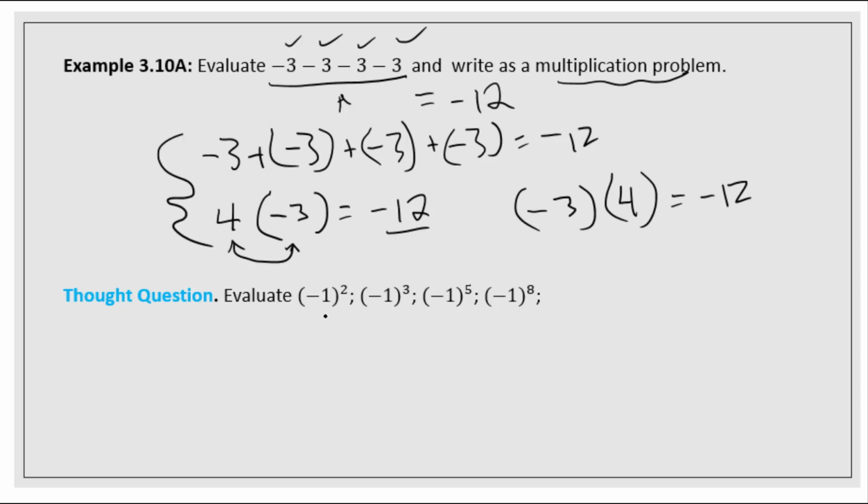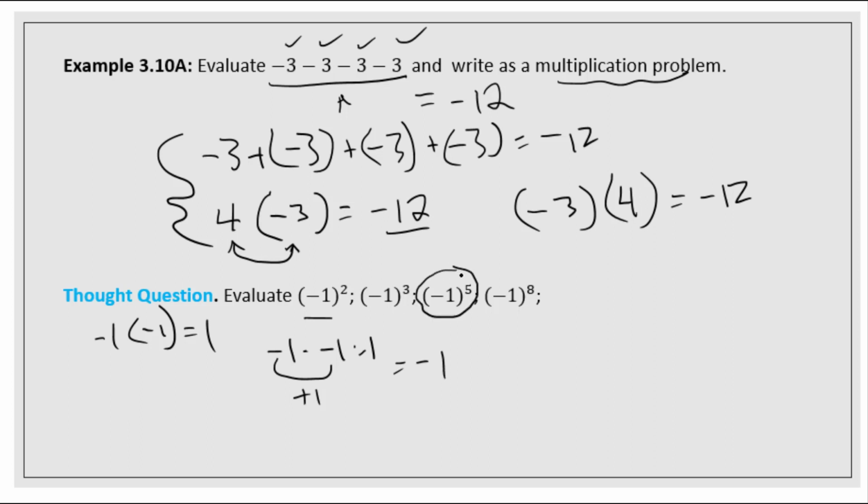So this is just a thought question. Negative 1 squared means a negative 1 times a negative 1. And a negative times a negative is a positive. A negative 1 cubed means negative 1 times negative 1 times negative 1. Negative 1 times negative 1 is a positive 1, but then a positive times a negative will give you a negative 1. So what's the pattern?